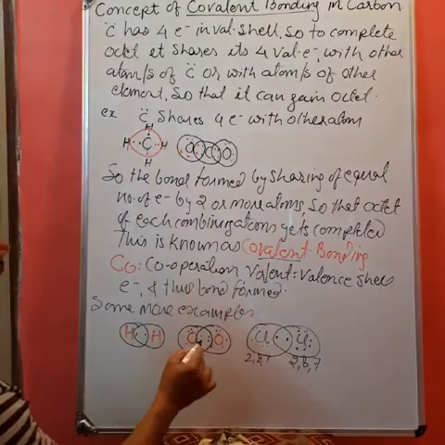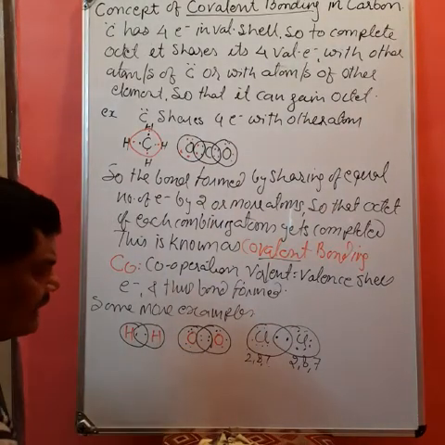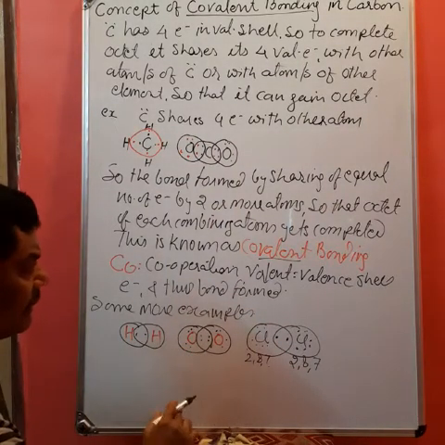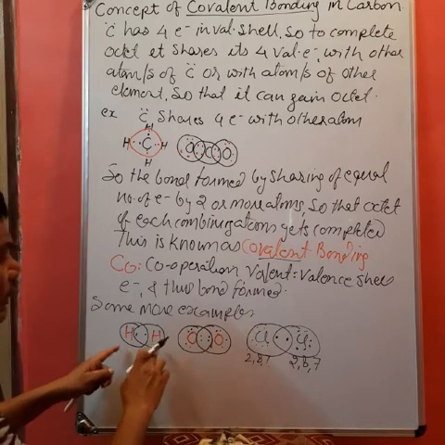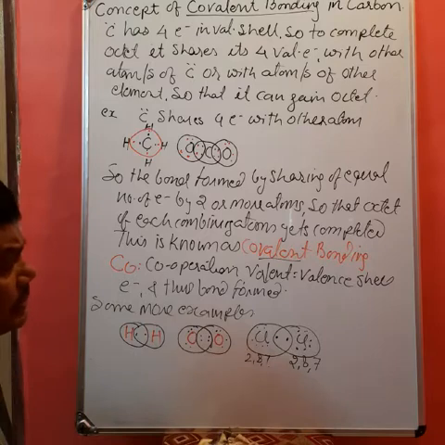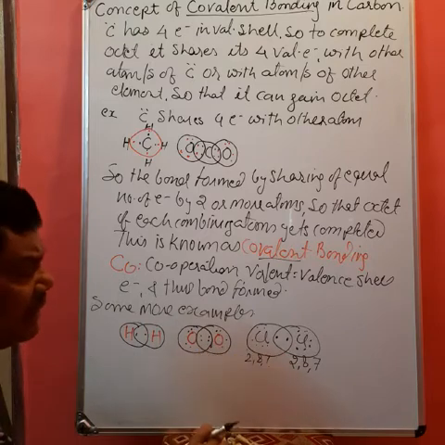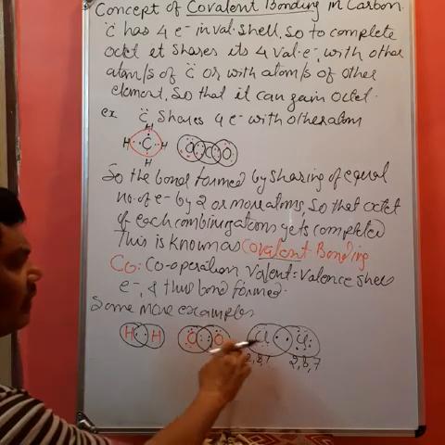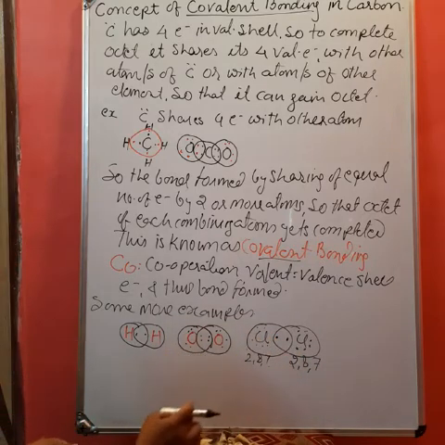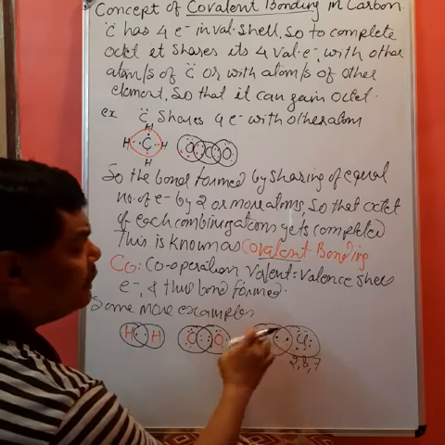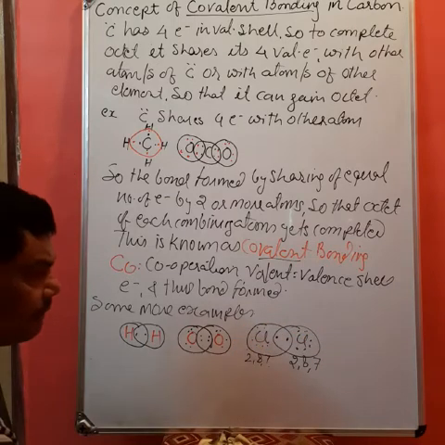Student, very important thing is what? The shared pair of electrons is attracted by the 2 combining atoms. Getting? If these 2 combining atoms are of the same element, then the shared pair of electrons lies exactly between the centers of the 2 nuclei of Cl atoms.